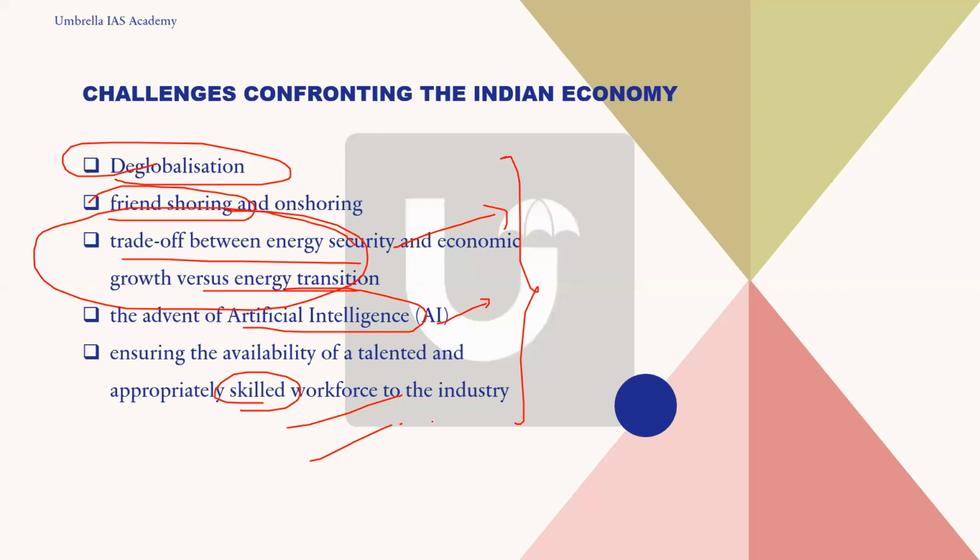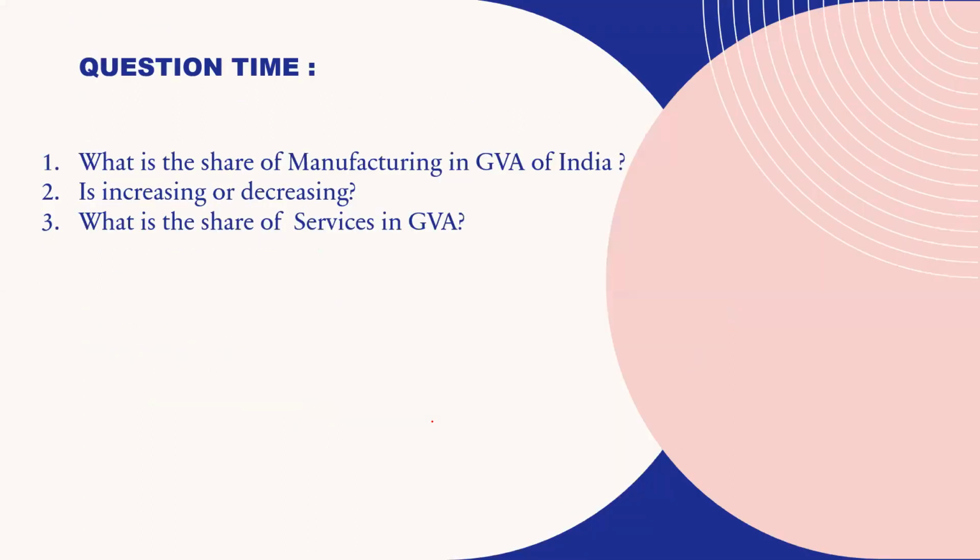And try to use friend-shoring and onshoring rather than just saying globalization is reducing. What is friend-shoring and onshoring? Let us see; later I'll discuss it in the slides. Before that, some basic questions which they are asking in the exam, like what is the share of manufacturing in the GVA? Because in the review also this has been discussed. What is the share of manufacturing right now? Any idea in the entire GDP or GVA?